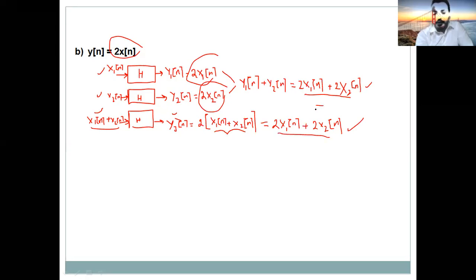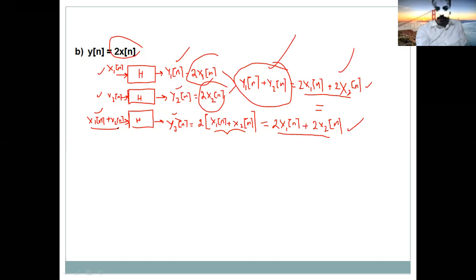These two are equal. What are these two? First one, the summation of the two individual outputs, y1 and y2. y1 is when x1 is applied individually. y2 is when x2 is applied individually. The summation of the two outputs, we get this one.